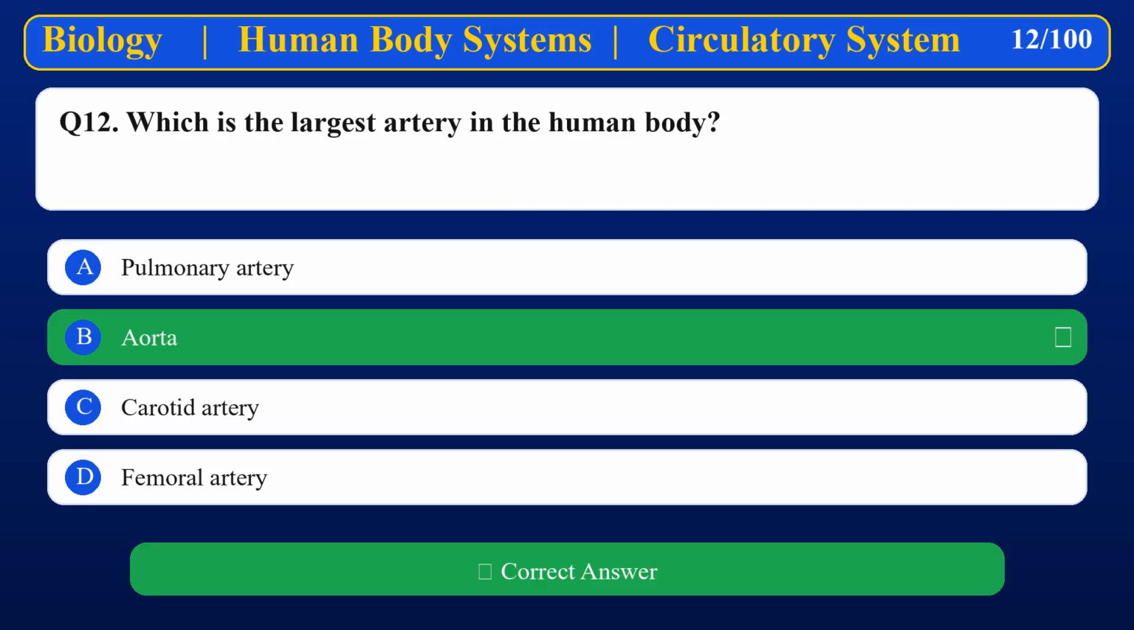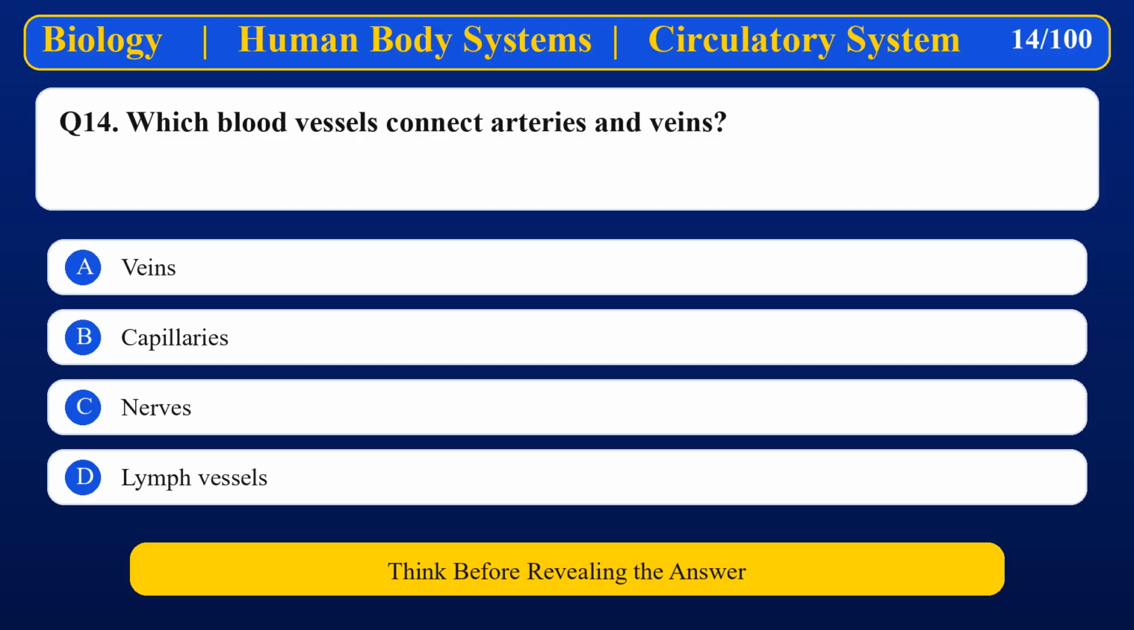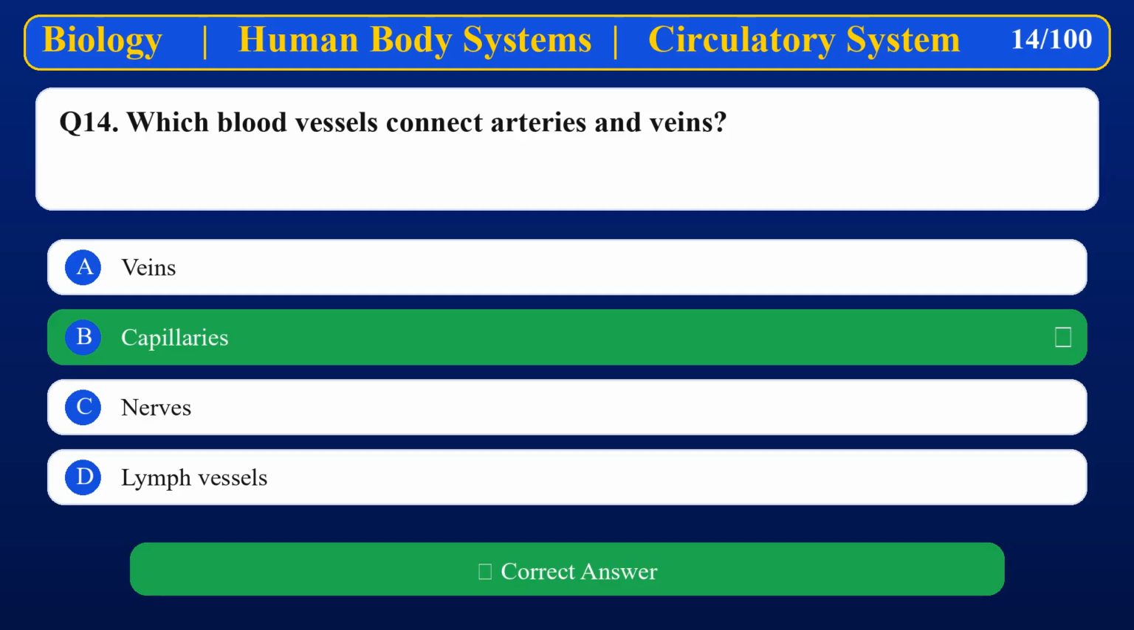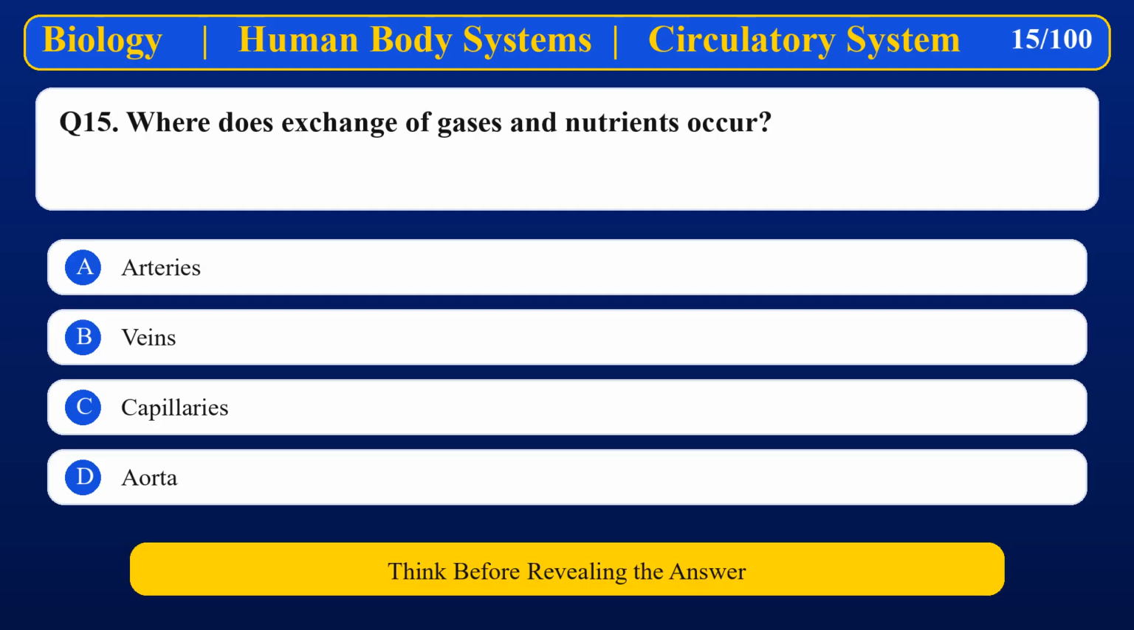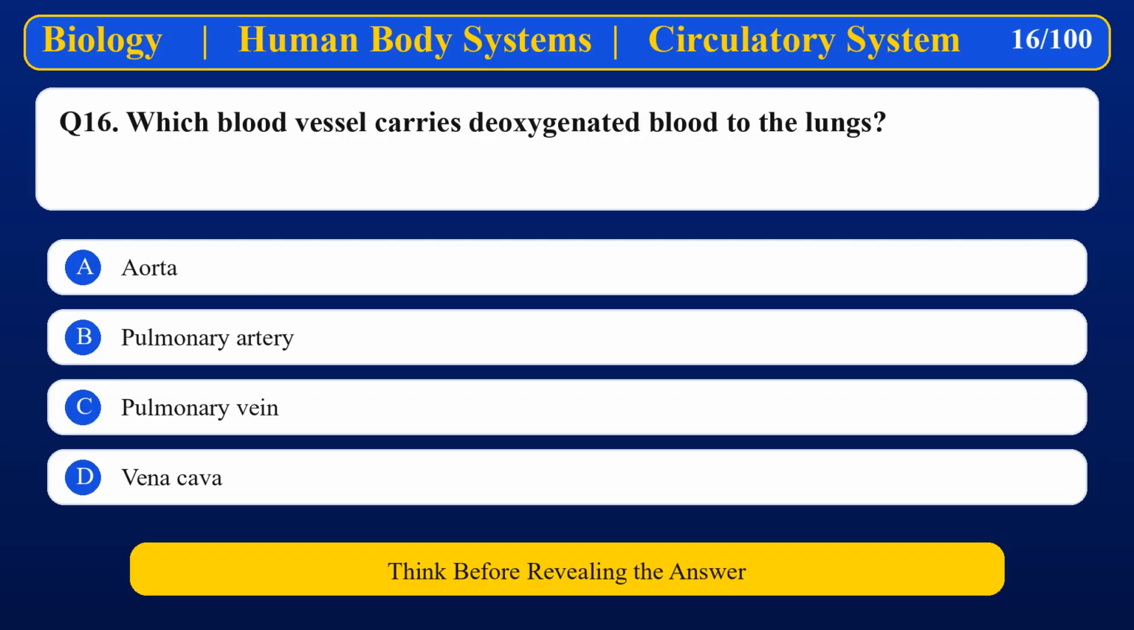Aorta. Which blood vessel carries blood back to the heart? Vein. Which blood vessels connect arteries and veins? Capillaries. Where does exchange of gases and nutrients occur? Capillaries. Which blood vessel carries deoxygenated blood to the lungs?